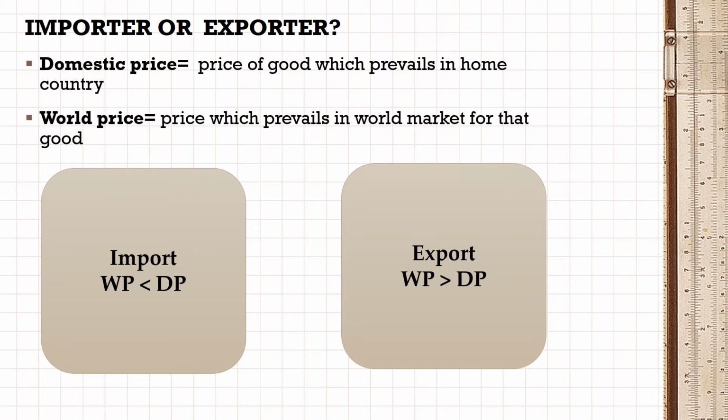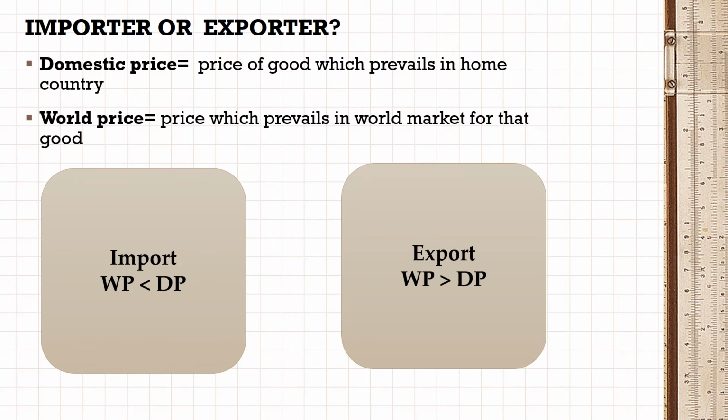So in order to decide to be an importer or exporter of a specific commodity, you have to compare the domestic price against the world price of that good. Domestic price is the price of the good in your home country, whereas world price is the price which prevails in any other country or the world market for that good. So you always choose to import when the world price is less than the domestic price. Because if you make that commodity in your country, it would be expensive. So it's better you buy it from another country.